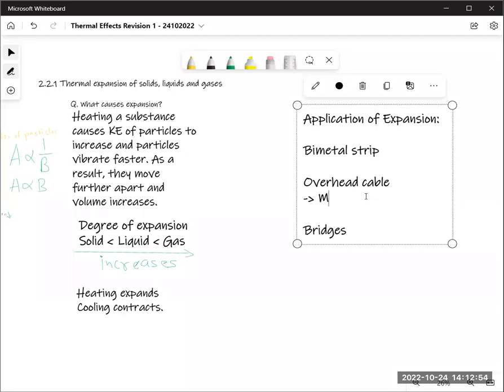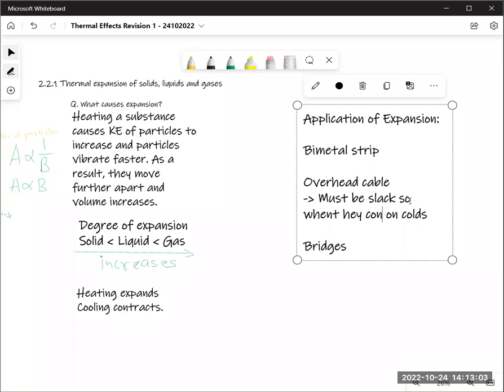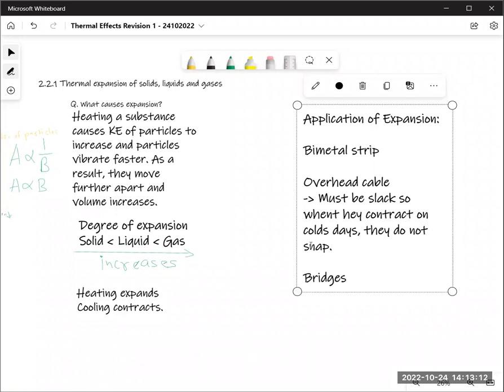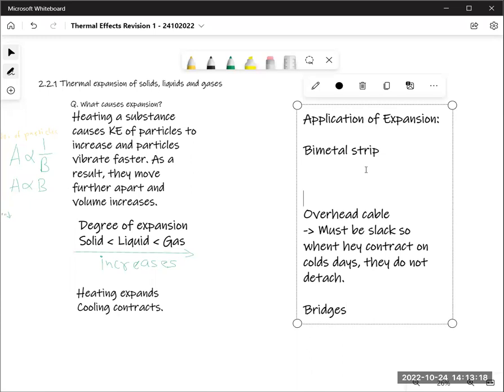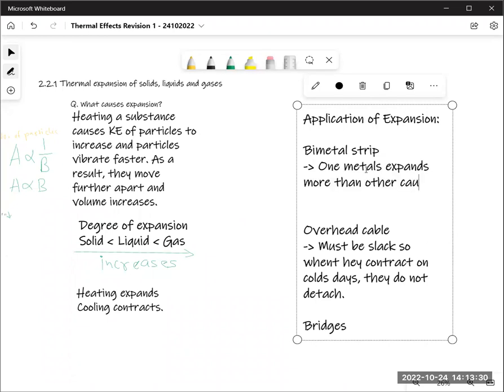So when they contract on cold days, they do not snap or detach. Read it out loud, Anas, for overhead cable. Overhead cable must be slack, so when they contract on cold days, they do not detach. Detach. All right.